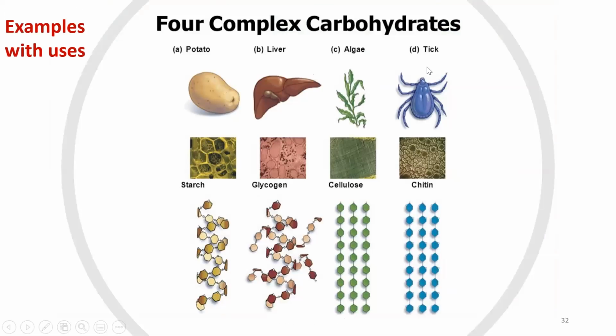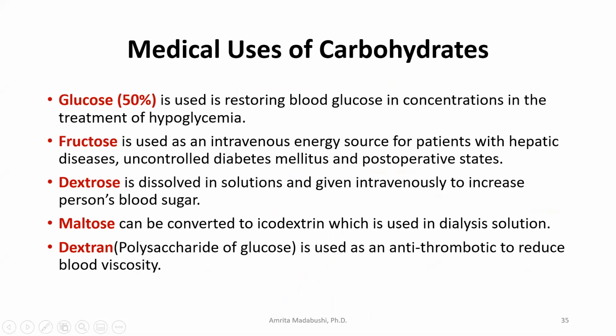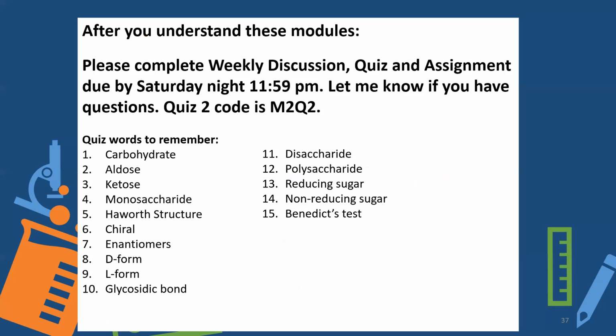So there are different kinds of these complex carbohydrates, just revisiting them. Starch looks like this, in potatoes. Glycogen looks complex and very branched, that's in the liver. Cellulose looks like that, as in algae or plants, and chitin looks like that, as in the tick cuticular covers of insects. This summarizes the monosaccharide, disaccharide, and oligosaccharide. Oligo is 2 to 10, and poly is many. These are just a summary of that, and then there are some medical uses which you can read by yourself.